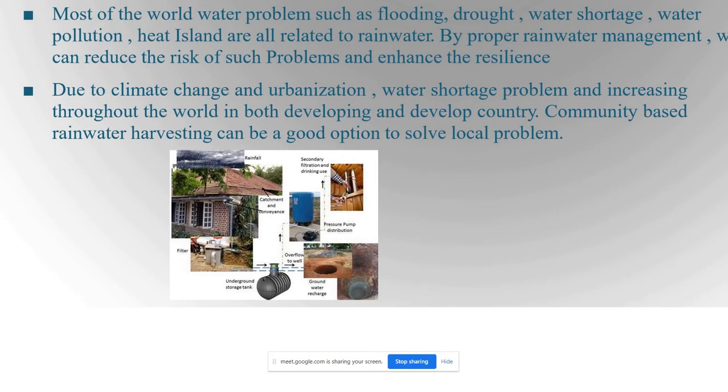And at last, conclusion. Rainwater harvesting system is an eco-friendly technique to save water. It also increases the level of groundwater. Effective use of this method helps us to save our earth. Thank you, ma'am.